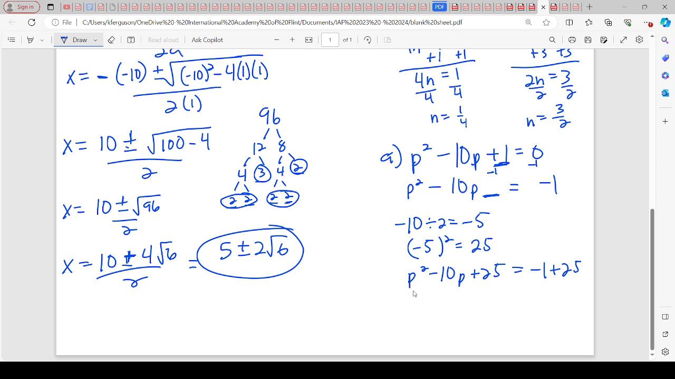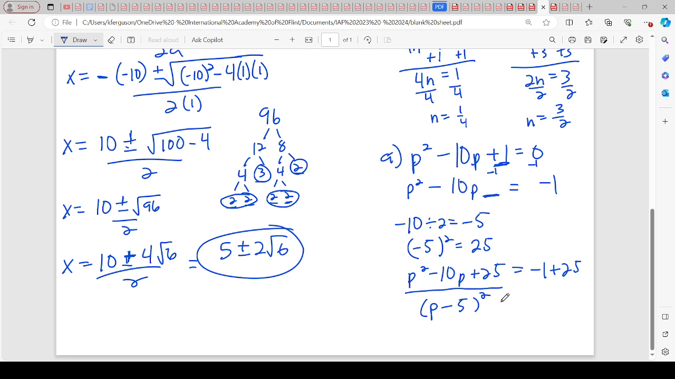Now, this thing right here, the whole point of me doing that is to make something that I can factor. I can factor that now because 5 times 5 is 25, or negative 5 times negative 5 is 25. Negative 5 plus negative 5 is negative 10. So that lets me say that I got p minus 5 to the second power.